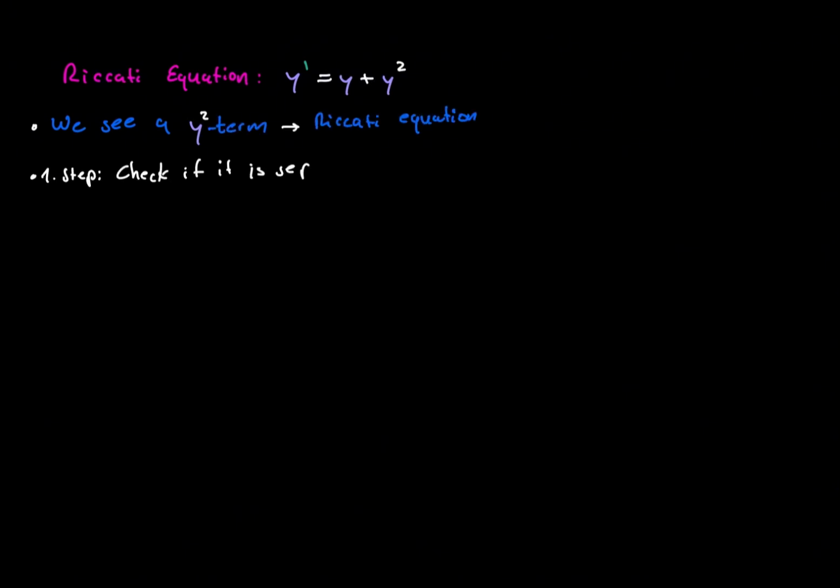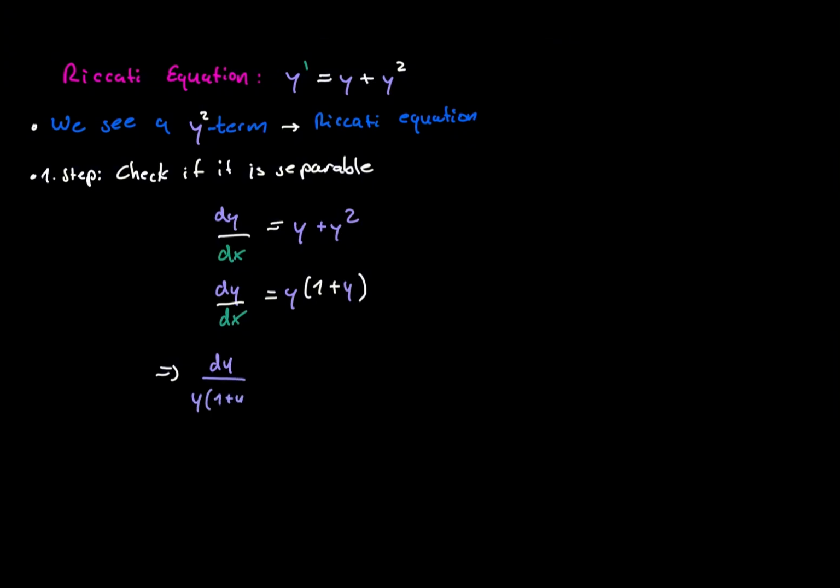Now, we check if it is separable. Rewrite it as dy over dx equals y plus y squared. Now, factor the right side. Y plus y squared equals y times 1 plus y. Now separate variables. We get dy over y times 1 plus y equals dx.